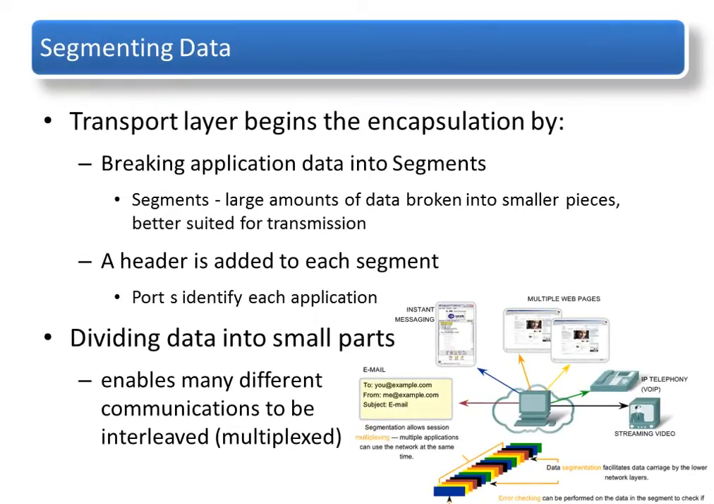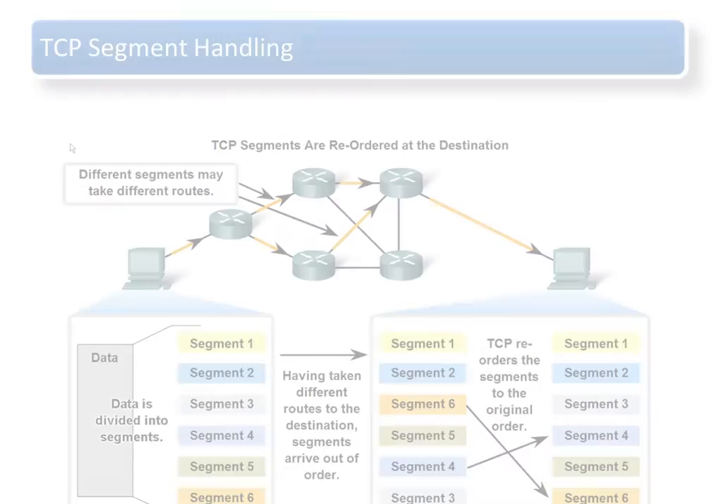Interleaving these smaller pieces from different communications is called multiplexing. Multiplexing allows for more efficient use of a connection's bandwidth and, quote-unquote, equal treatment of each application's growing need for a network connection. Thus, breaking application data into segments and multiplexing these segments helps to prevent any client or application from consuming all the bandwidth.